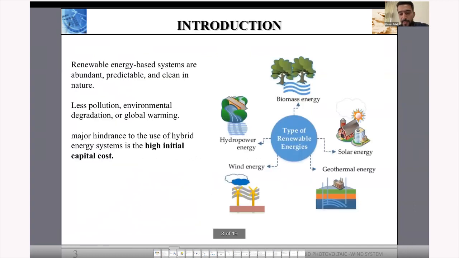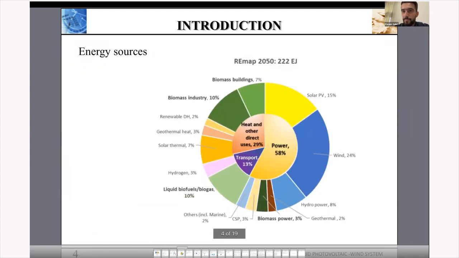Renewable energy-based systems are abundant, predictable, and clean in nature. Pollution, environmental degradation, and global warming are concerns; the major hindrance to the use of hybrid energy systems is the high initial capital cost. In this figure, types of renewable power energy are shown, and this figure shows the energy sources.